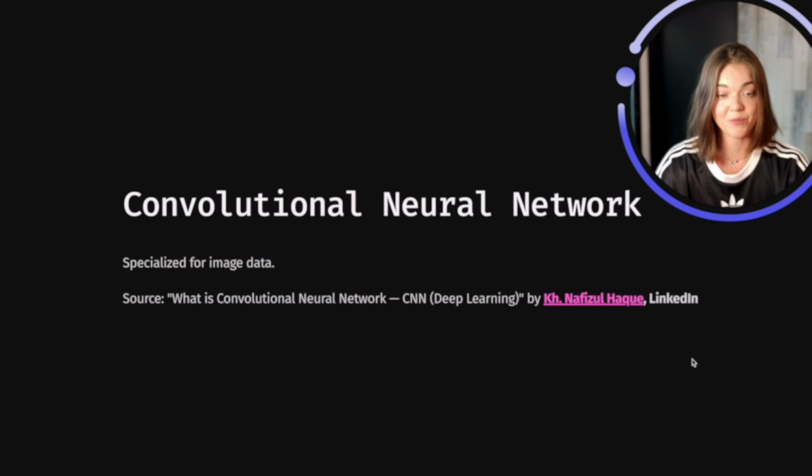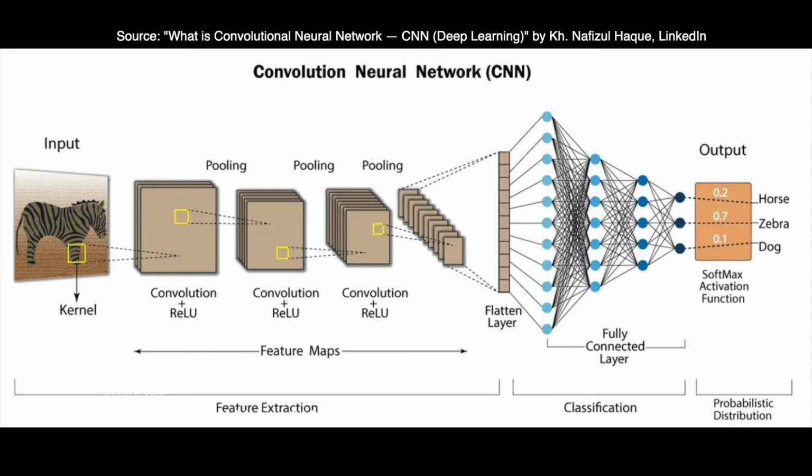Convolutional neural network, I'll put an image up here. So here we have the input image, and we have the kernel, which we talked about, convolutions, ReLU, which is the activation function, which we also talked about, the flattening layer, the fully connected layer, and the output. So you might recognize these layers, and then it classifies it and goes through Softmax.